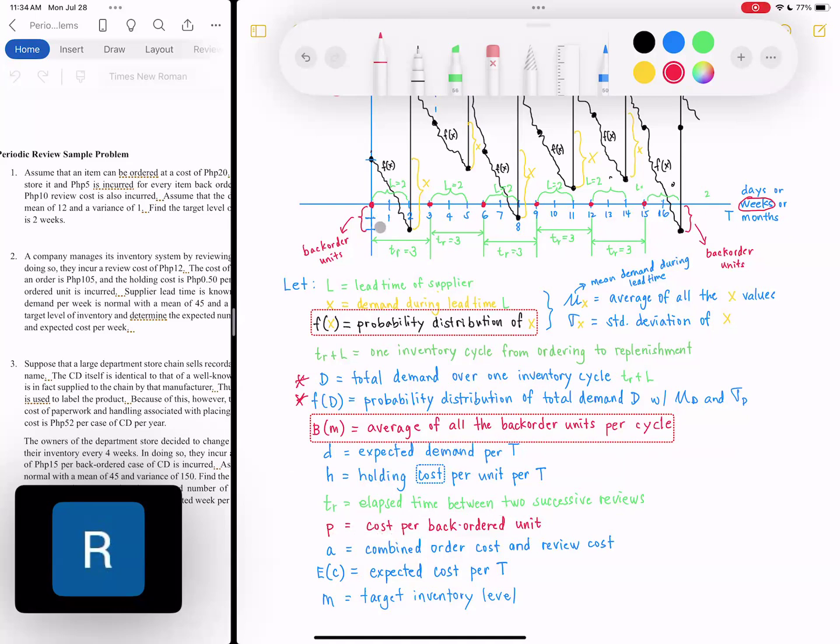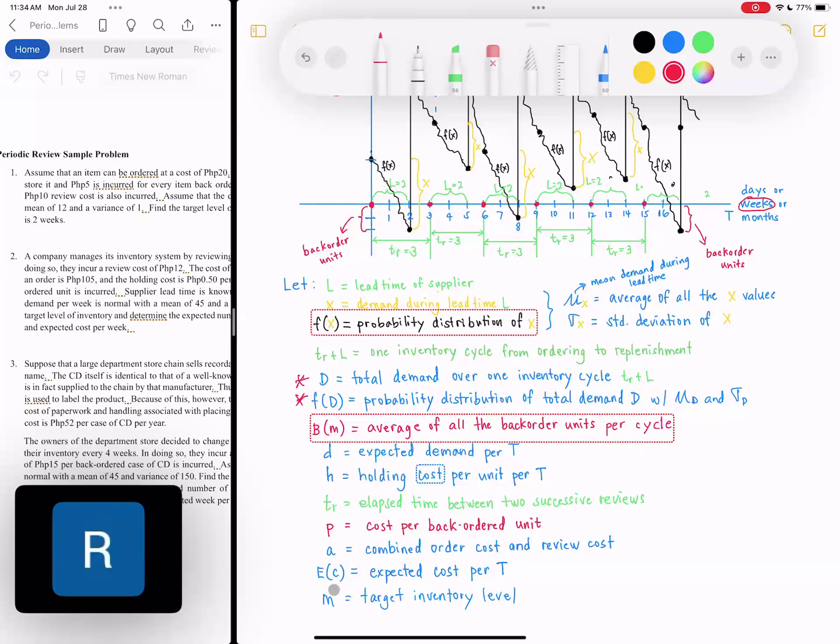P is the cost. Every time you have a back order and you do not fulfill the order on time, when you deliver that to your customer, there's a penalty cost. So that's the cost per back ordered unit. And we already know A. A is just the combined cost of ordering, the fixed cost of ordering, and the review cost that happens here, here, here, here, and here. So that's just for one cycle. All of this is just for one cycle. So the combined order cost and review cost is for one cycle.